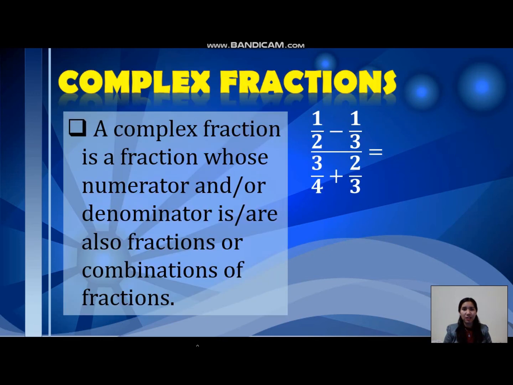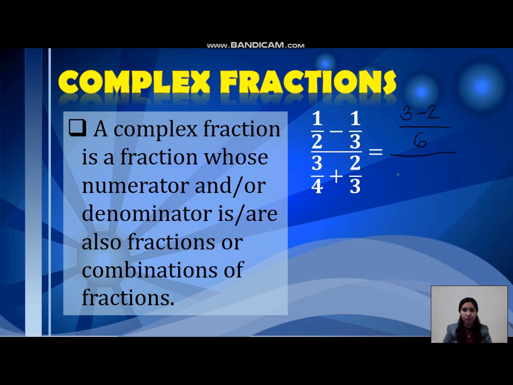Let us now have complex fractions. It is a fraction whose numerator and/or denominator is or are also fractions or combinations of fractions. So if we have this example, 1/2 minus 1/3 all over 3/4 plus 2/3, we need to simplify first the numerator, then simplify the denominator before we simplify the entire fraction. So first, let's change this to similar fractions. So the LCD of 2 and 3 is 6. 6 divided by 2 times 1, we have 3. 6 divided by 3 times 1, we have 2.